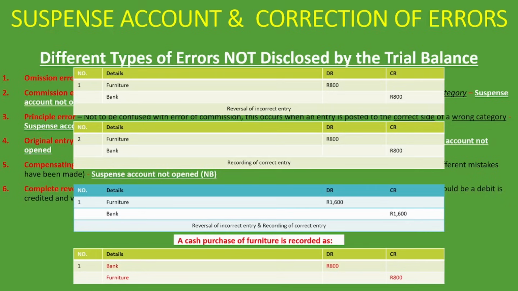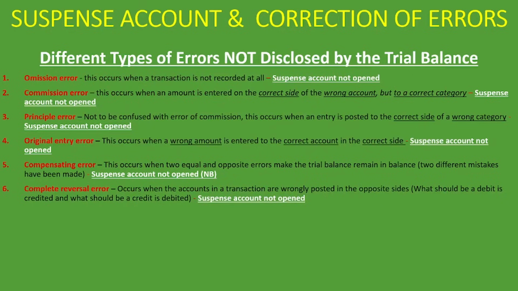I hope that was clear enough and you have a very good idea of what errors are not disclosed by the trial balance. And these are the errors that we have just looked at. For all these errors, you do not open a suspense account, or make use of a suspense account, when you're doing your journal entries or your trial balance. That's because the specific errors are not disclosed by the trial balance, meaning that your trial balance will still balance even though you may have any of these errors here. So remember these errors, be able to look at a scenario or a transaction and know what error you're dealing with. Once you know that, then it's easy to know what journal entry you should be doing for which error.